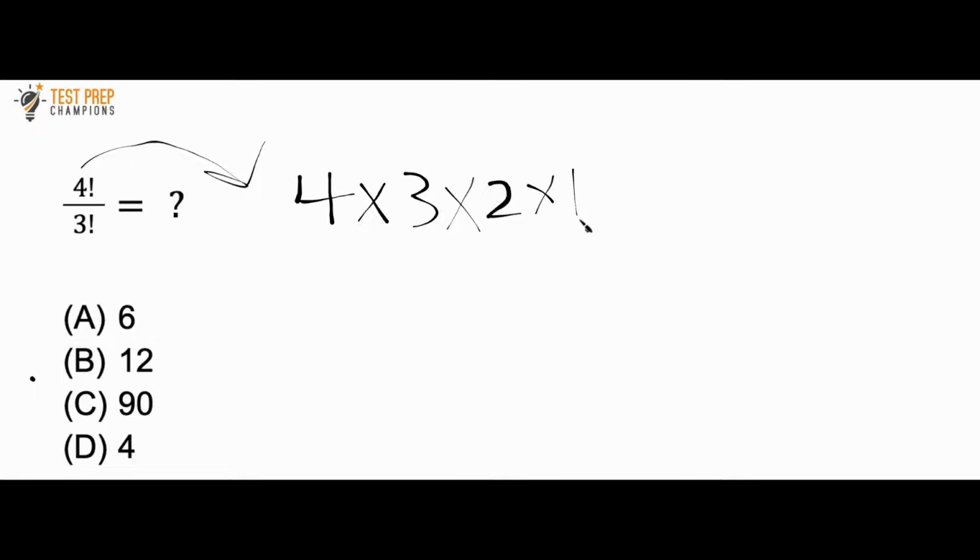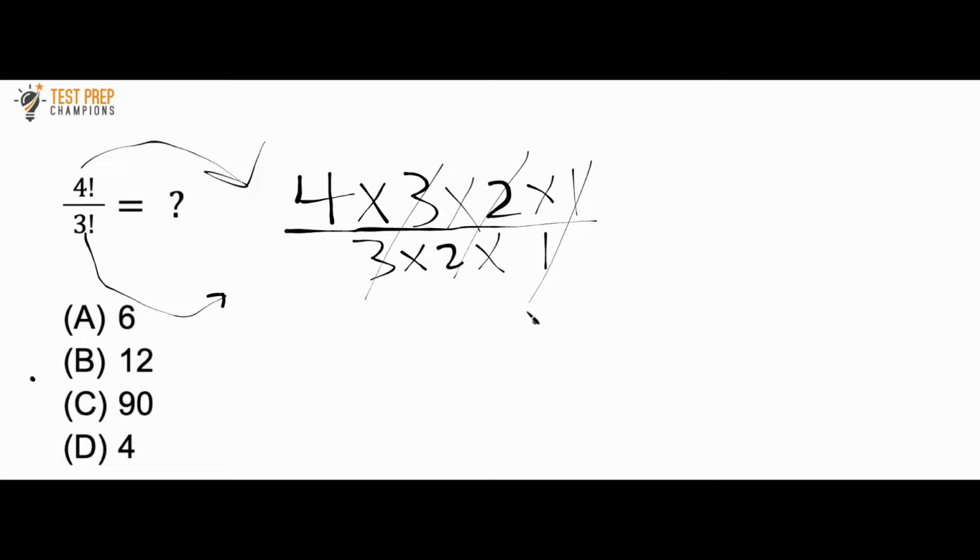So now let's deal with the bottom part of our fraction, which is 3 factorial. What 3 factorial means is that we're going to do 3 times 2 times 1. So I see in the top part of my fraction here, I've got 3 times 2 times 1, and I also see 3 times 2 times 1 in the bottom of my fraction, so I can actually cancel this out, and the answer is just going to be 4.